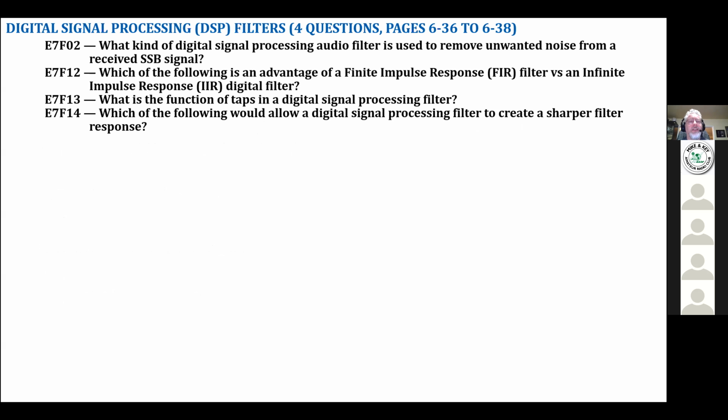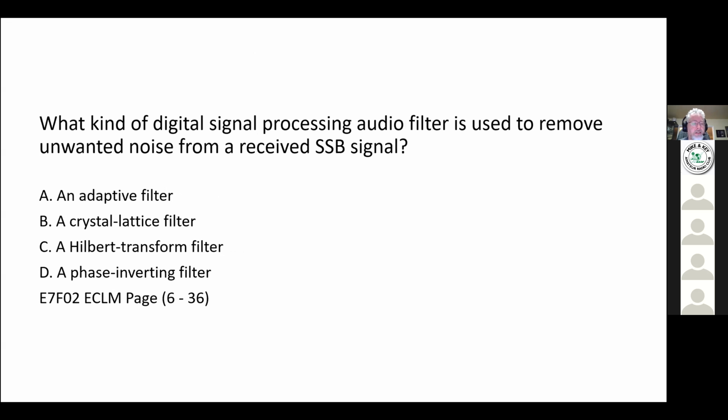Digital signal processing. 4 questions. What kind of digital signal processing audio filter is used to remove unwanted noise from a received SSB signal? A, an adaptive filter. B, a crystal lattice filter. C, a Hilbert transform filter. Or D, a phase inverting filter. Alpha. Alpha is correct, an adaptive filter.